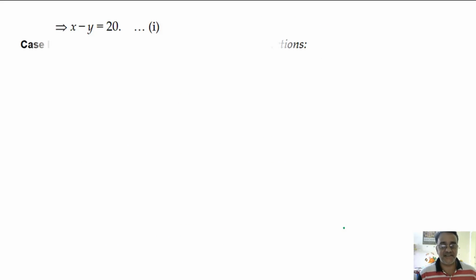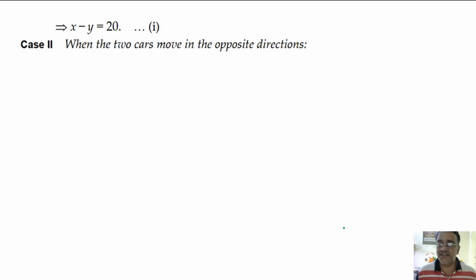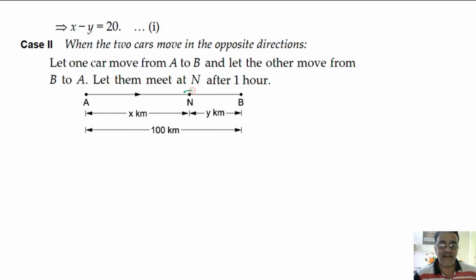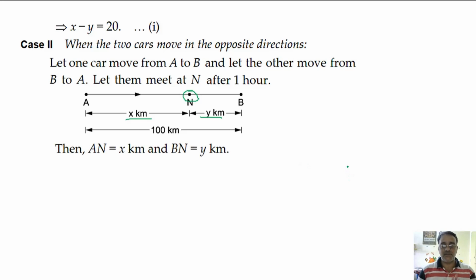Now we'll take the second case, when the two cars move in the opposite direction towards each other. So let one car move from A to B and another car move from B to A. Then they will meet at point N after 1 hour. Here speed is x and time is 1. So the distance traveled by the car at A is x kilometer and by the car starting at B is y kilometer. That is AN is equals to x kilometer and BN is equals to y kilometer.